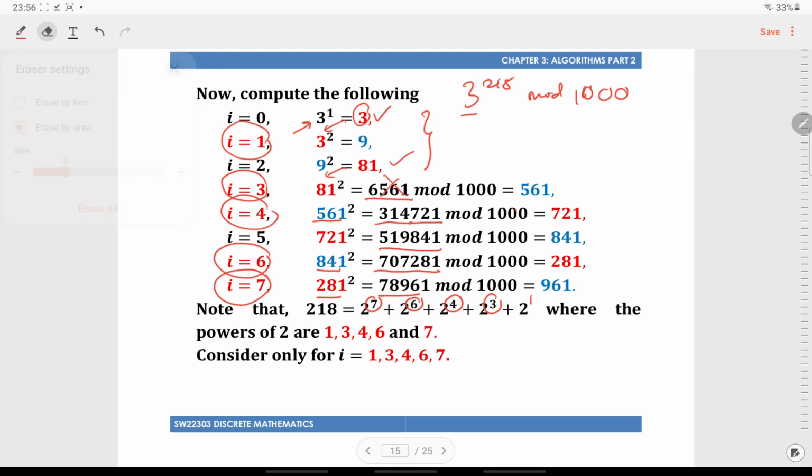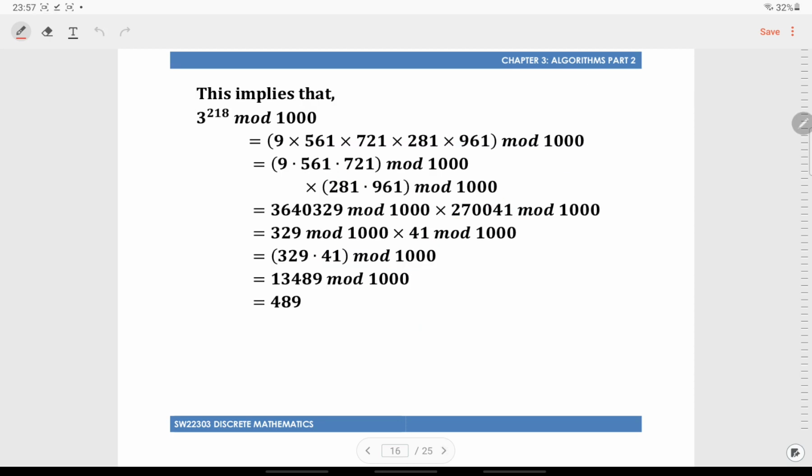For i equal to 1, the value equals 9. For i equal to 3, the value is 561. For i equal to 4, the value equals 721. For i equal to 6, the value is 281. For i equal to 7, the value equals 961. So by taking all these 5 numbers, the value for this modular exponentiation is equal to 9, 561, 721, 281, and 961.